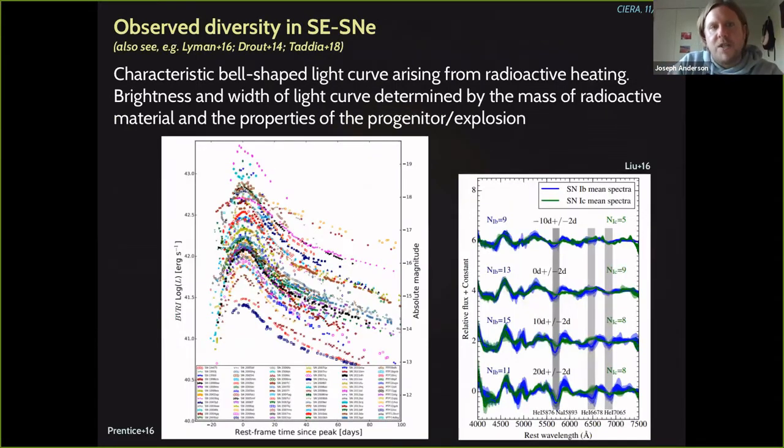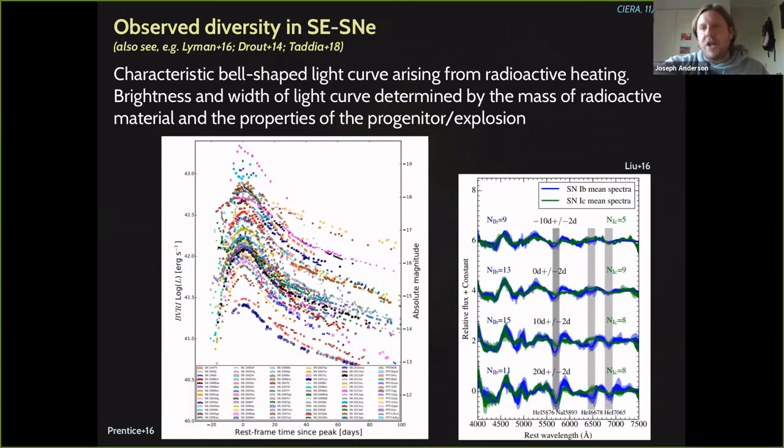But you still observe diversity in stripped envelope supernovae. In this plot, you see many tens of different supernovae. You see diversity in terms of how bright these things are, and it's possibly difficult to see here, but also in how wide these light curves are, etc. But they all have this characteristic shape, right?